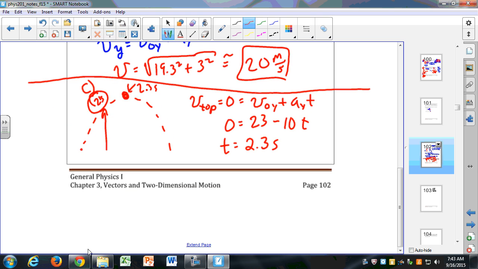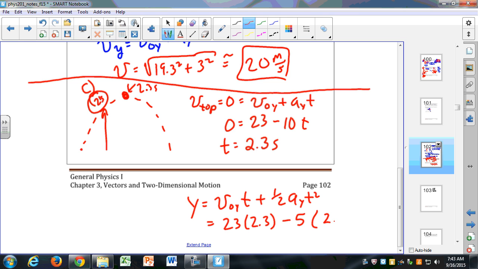And to find the maximum height, I would just say y is equal to v naught y times t plus 1 half ay t squared. That is 23 times 2.3 minus 5 times 2.3 squared. Here again, I've just taken this 1 half of negative 10 and have negative 5. All right.